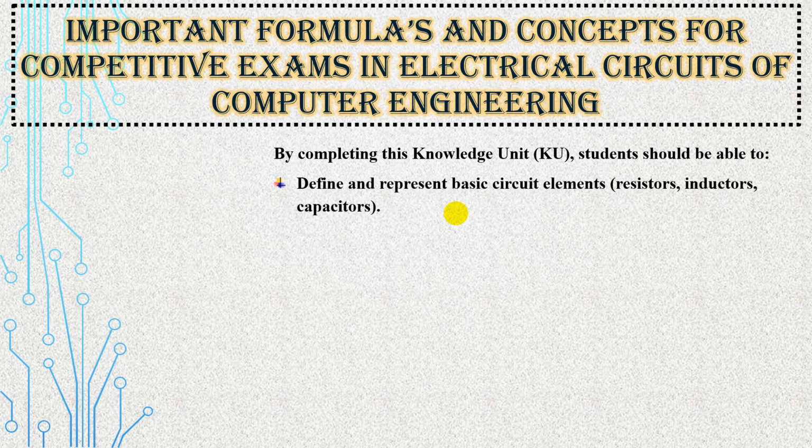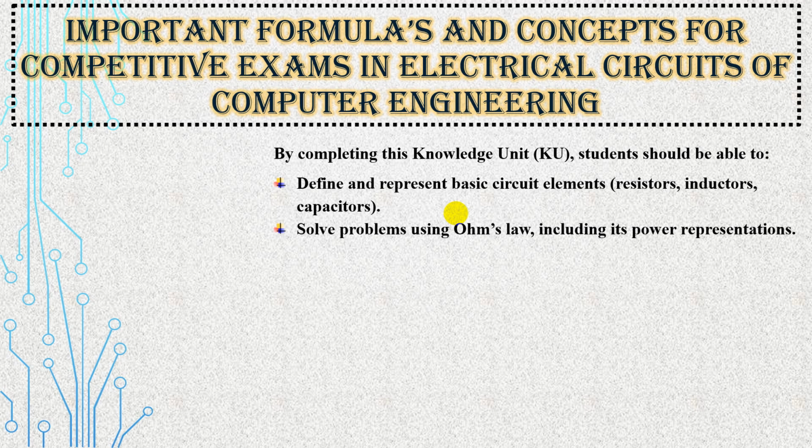First topic, you have to study the basic circuit elements like resistors, inductors, and capacitors. Then we have to solve problems using Ohm's law, including power representation. Here I will explain the Ohm's law triangle and represent the power equations. Next, we have to analyze and design simple circuits containing RLC circuits. In RLC circuits, we have to study AC and DC concepts. First, we'll start with the DC, direct current concept. Then we'll add AC components to it so that it will be easy to recall your subject.